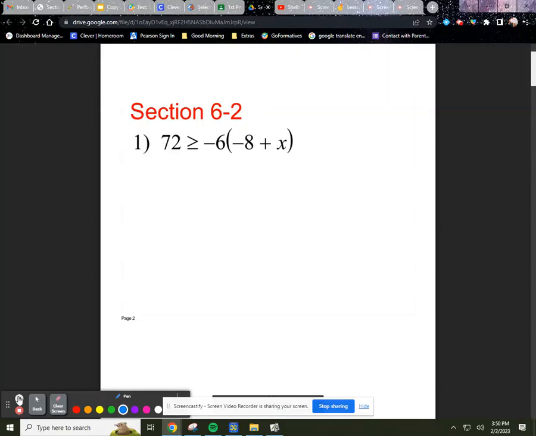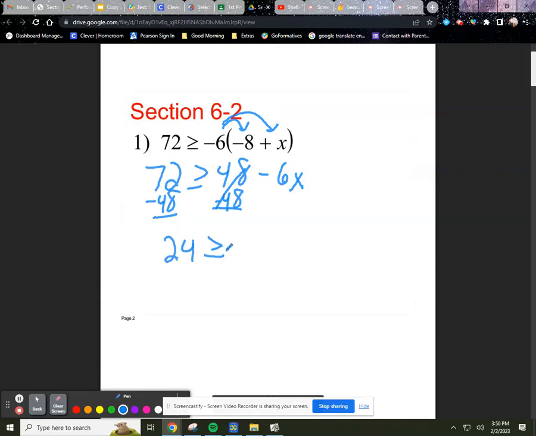We see that we have parentheses, so I need to distribute that -6 to both sides. Now we have a 2-step, have to get rid of this 48. We're going to subtract 48 on both sides. We're going to get 24 is greater than or equal to -6x. We are going to divide by -6. Be careful. This is our first flip. We divided both sides by negative. So we are going to get -4 is less than or equal to x.